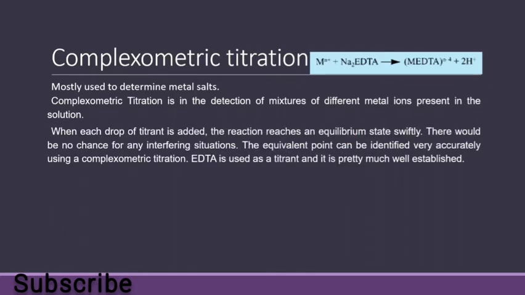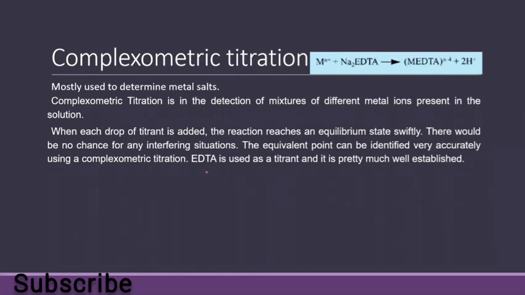It is very accurate, because every drop of your titrant will form a complex with the metal ions. If your metal ions are colorless, the endpoint is also colorless and the complexes formed are also colorless. If metal ions are colored, the complexes formed will be colored in nature. And what is the titrant?